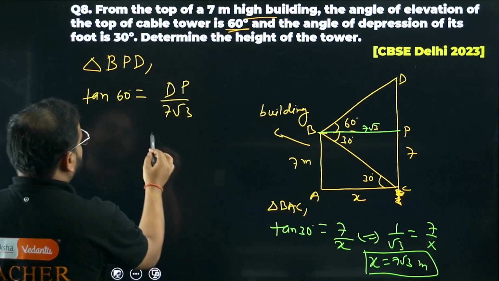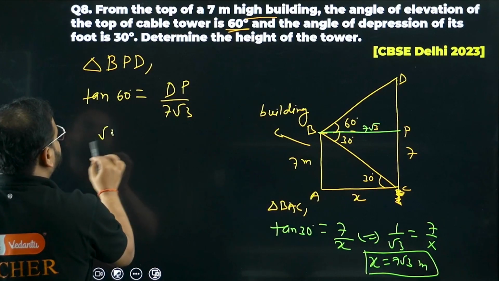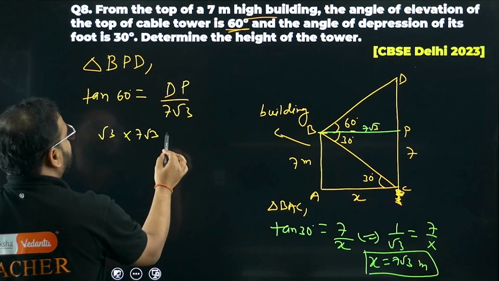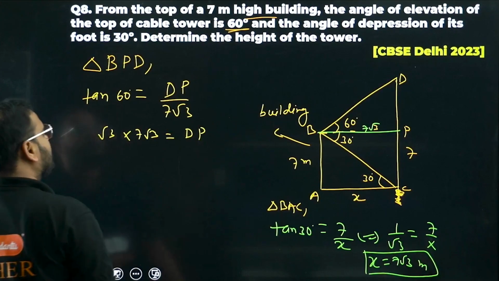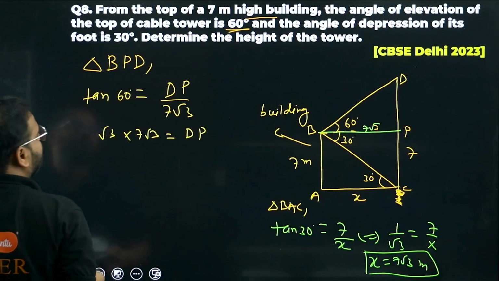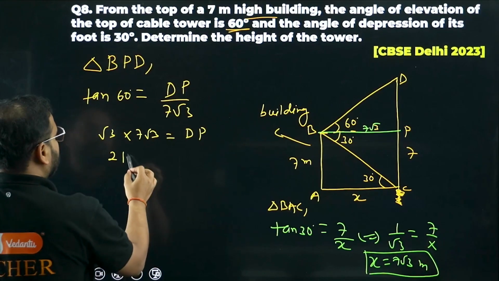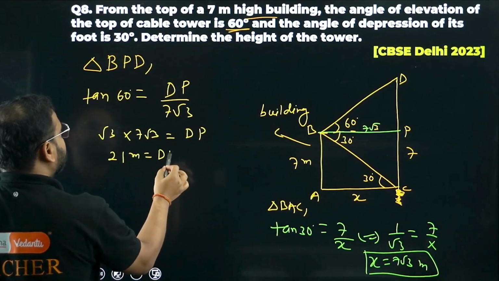Okay. So right here, what is tan 60, sir? Root 3 into 7 root 3 equals DP. How much is that? Check here. 7 root 3 times root 3. So 21. 7 into 3, right? So 21 is the answer for DP.